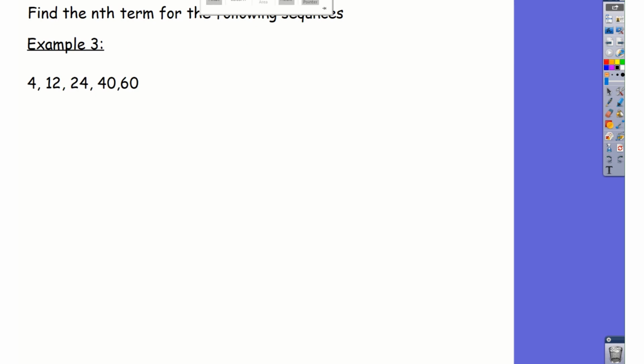So hopefully you've had a go at doing this. As always, the first thing we're writing down is the first difference, then the second difference. So adding 8, adding 12, adding 16, adding 20. If we have a look at what the second difference is, the second difference is add 4.